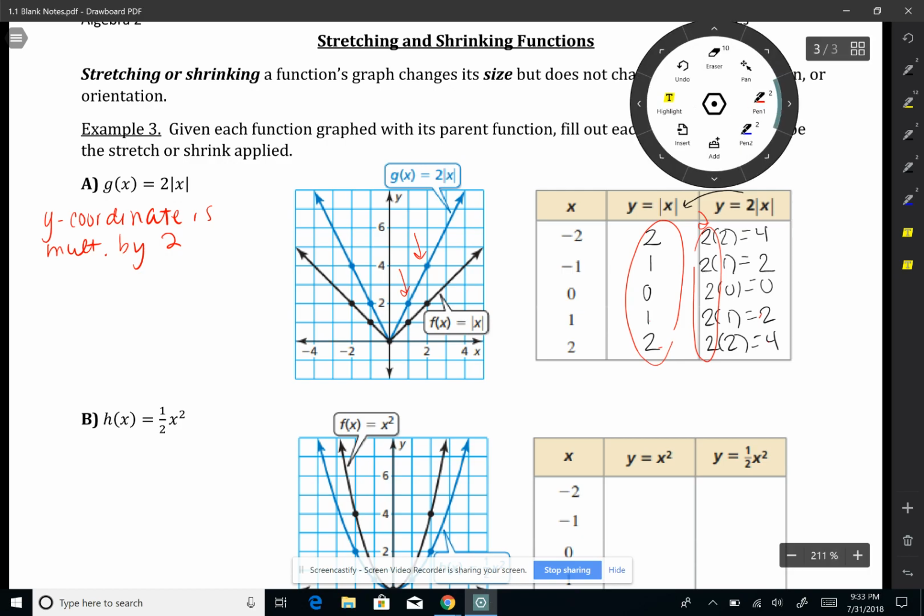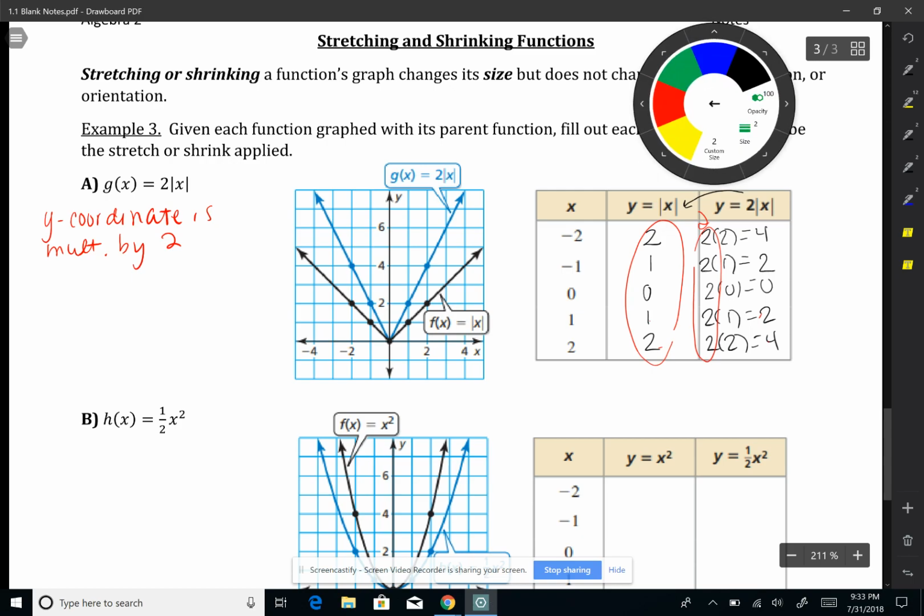So we see, let me just get a different color here. This point moved up here. This point moved up here. This one moved up here. This one moved up here. You can also see that their change in y values doubled. So this was 1 unit above the x-axis. This is 2 units. This was 2.